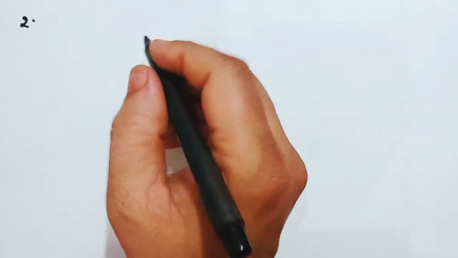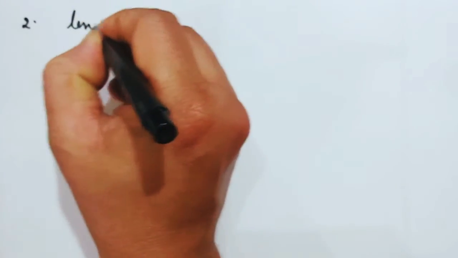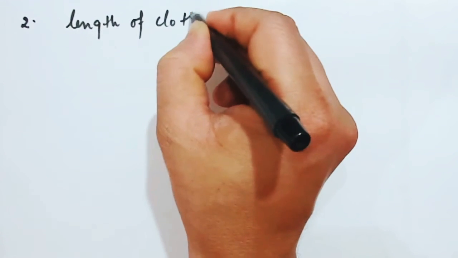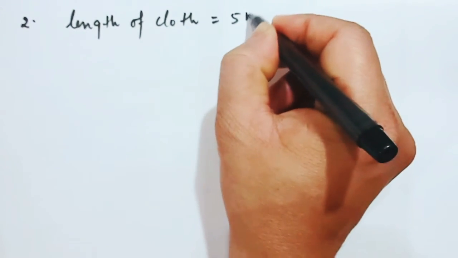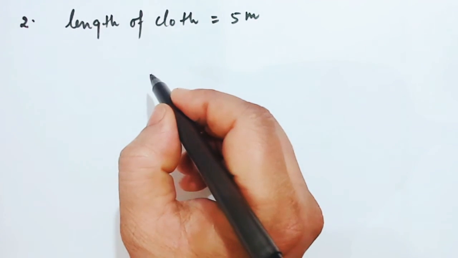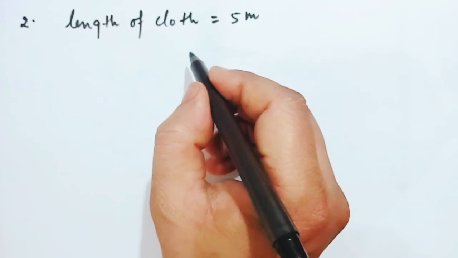A piece of cloth is 5 meter long. So it's of the same type. Okay, length of the cloth. Length of cloth is equal to 5 meter, and they say that after washing it shrinks by 1 by 25 of its length.